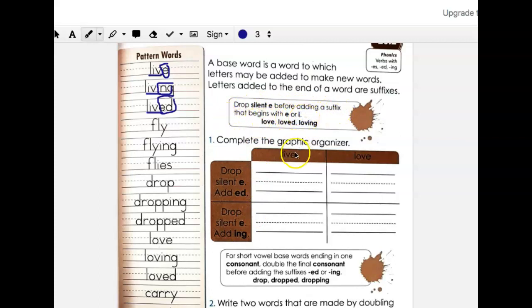So if we drop the E and add ed and ing, in the first row you're going to add ed and in the second row you're going to add ing. So liv plus ed, lov plus ed. They will look like this, lived and loved. Now let's add the ending ing. The words would be living and loving.